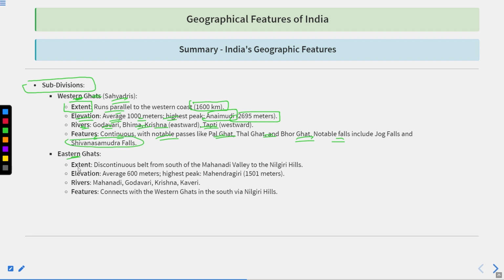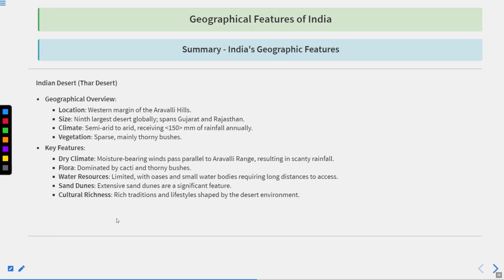Eastern Ghats extend as a discontinuous belt from south of Mahanadi Valley to the Nilgiri Hills. Elevation is average 600 meters. Highest peak is Mahendragiri, 1,501 meters. Rivers are Mahanadi, Godavari, Krishna, and Kaveri. Features: connects with the Western Ghats in the south via Nilgiri Hills.